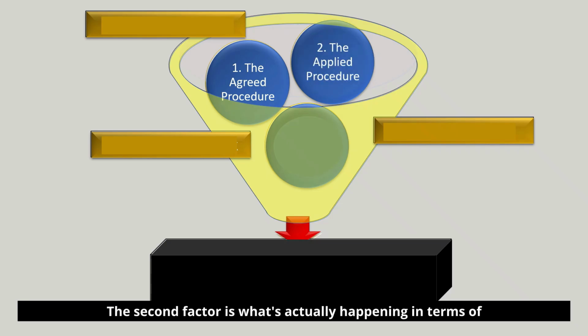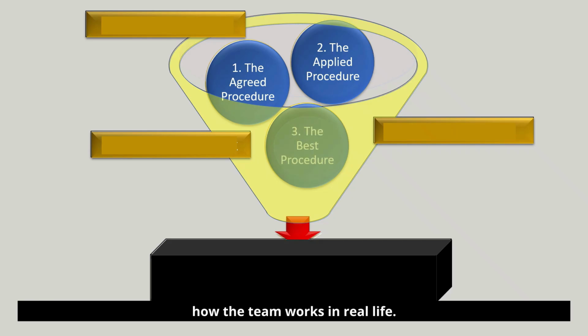The second factor is what's actually happening in terms of how the team works in real life. And finally, factor 3, which may be seen as the most effective way of tackling the current and emerging risks that confront the business, the best and most appropriate procedures.